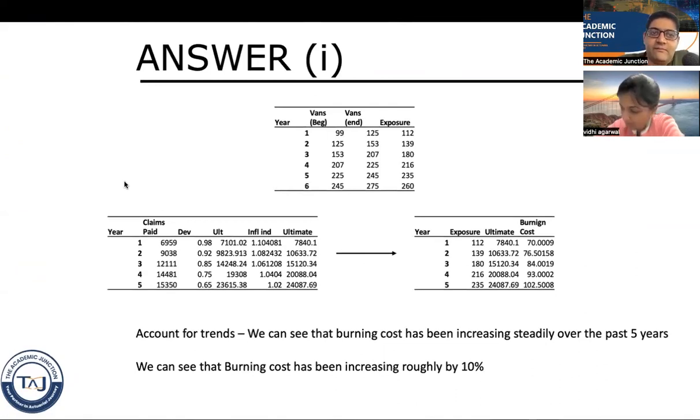So now you have the number of vans at the beginning of the year and at the end of the year. If you assume that the vans purchased are evenly purchased over the year, the equation for exposure is vans at the beginning of the year plus new vans purchased, divided by 2. So in year 1, I will purchase 26 vans, and I add that to 99, I get 100 and something. Just hold on, I'll explain my logic.